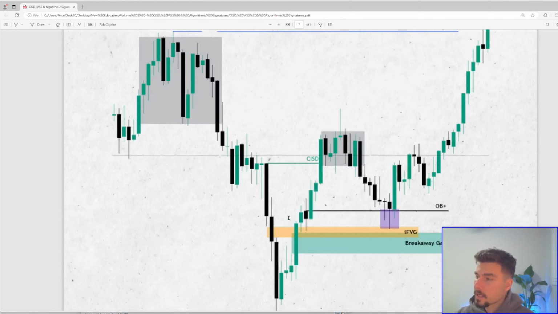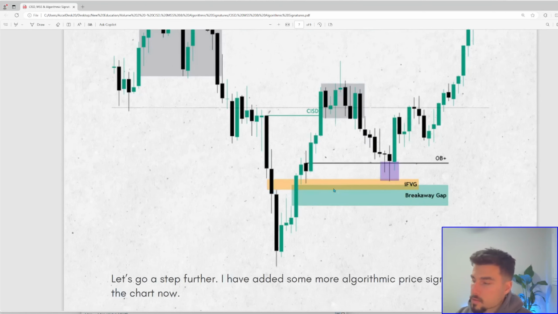And what we're going to do here is zoom in a bit further. I'm going to take you through the 1 minute chart now, with a few more illustrations here, and then we'll go into the 30-second chart just to see everything and how it plays out. So again, that's the CISD. We've got the inversion fair value gap here. What else do we have? A breakaway gap, we've got an order block, and I want you guys to focus on this purple section. We've talked about it, but let's zoom in even further, right? Look at these wicks.